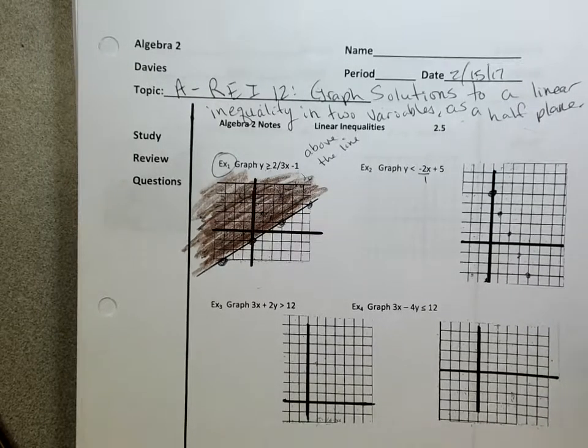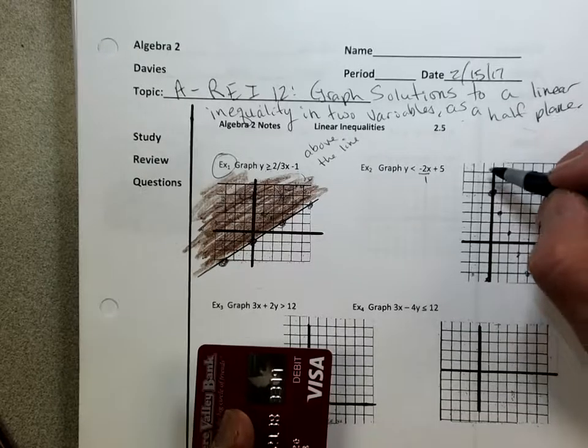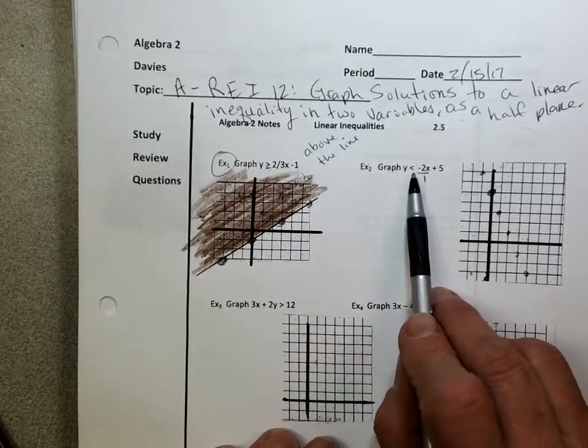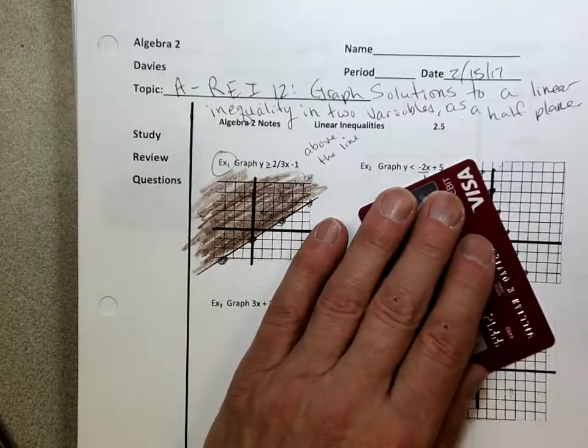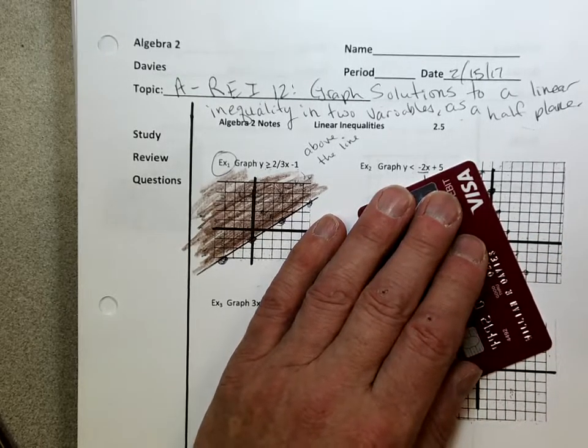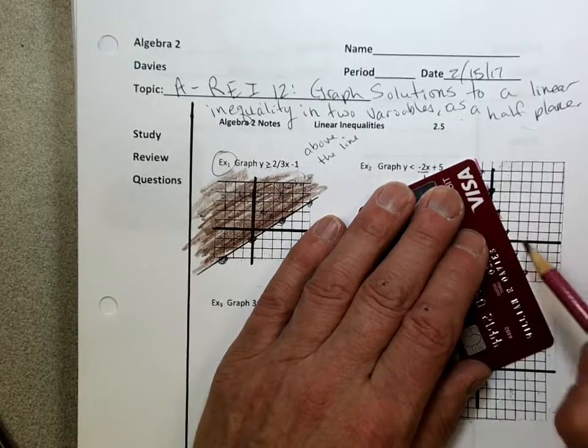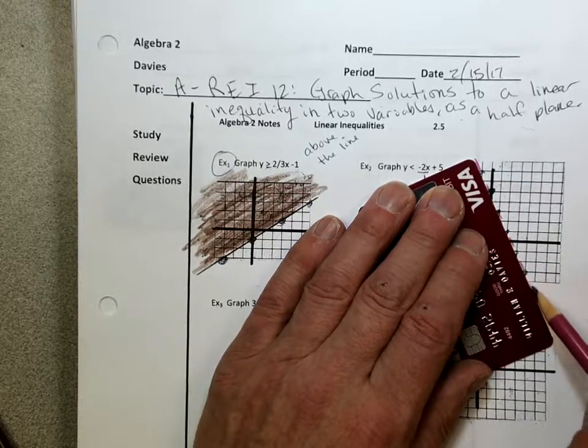Now, how am I going to graph the line but not the line? So the trick is this: it says y is less than, but not equal. So when I graph this, I'm going to put in a dashed line, okay? Because I want to show that the line itself is not part of the solution. So I put a dashed line.